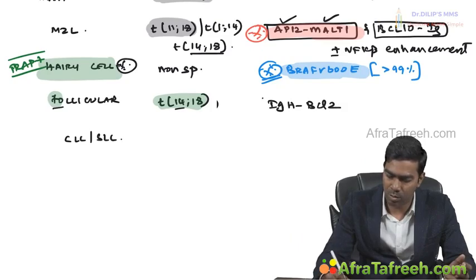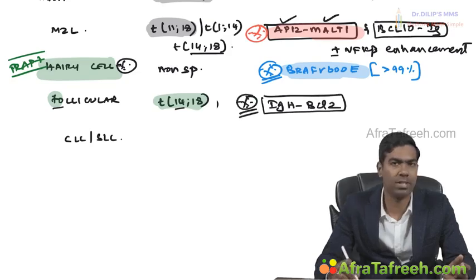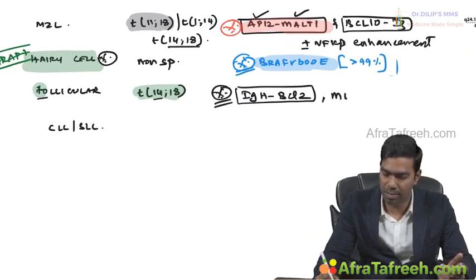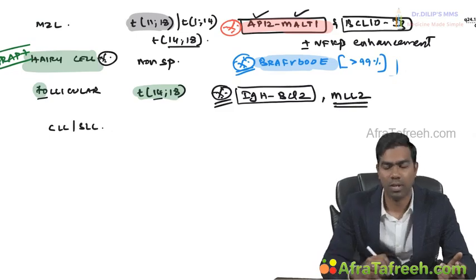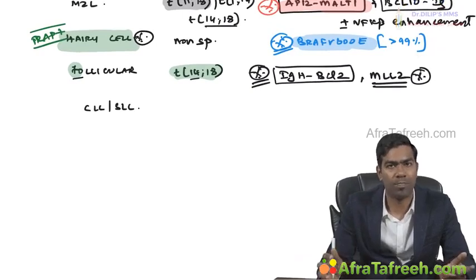And this immunoglobulin heavy chain and BCL2 mutation, very, very important. This BCL2 over amplification is again an important feature of follicular lymphoma. At the same time, you might also get this MLL2 mutation. This is also possible. Very important again, MLL2 mutations are very important for your follicular lymphoma.